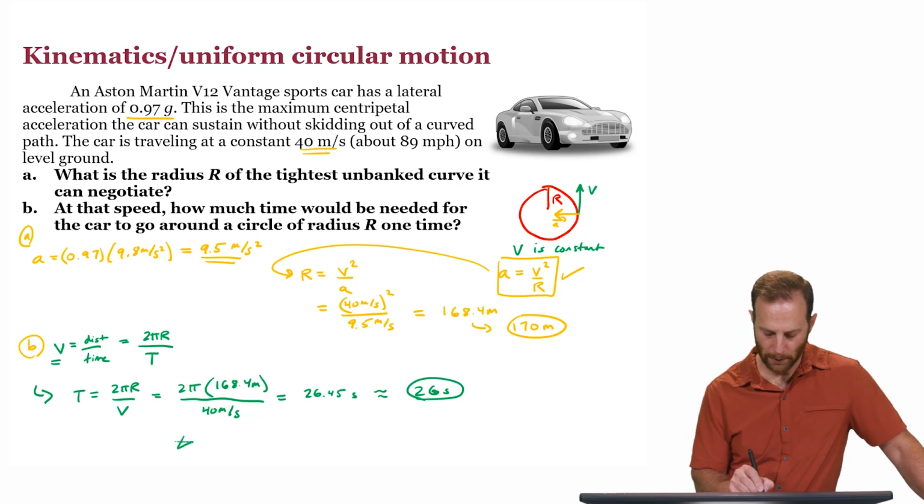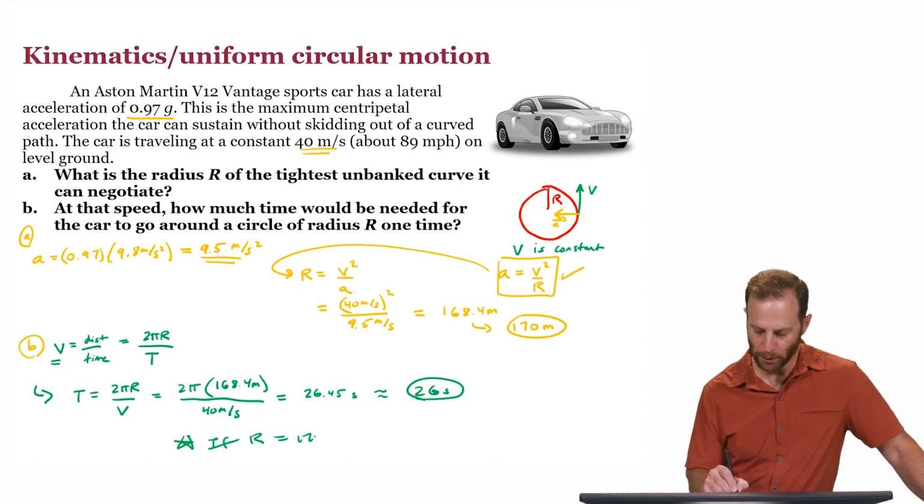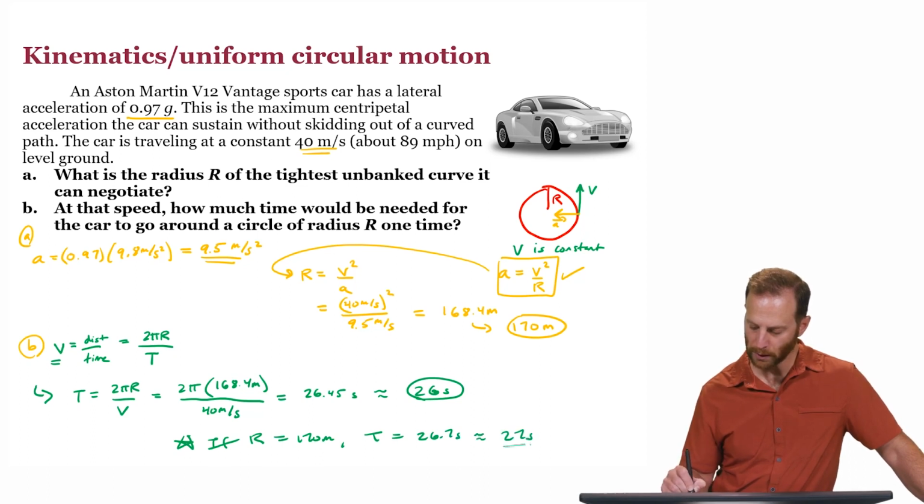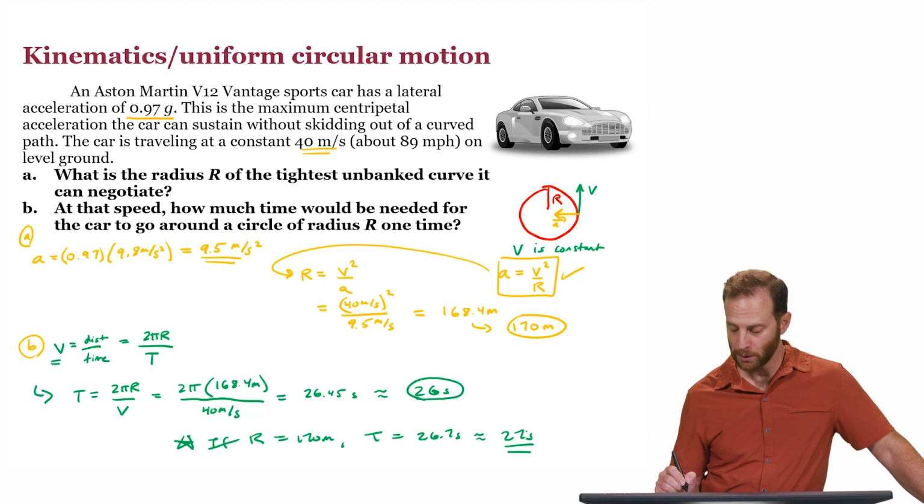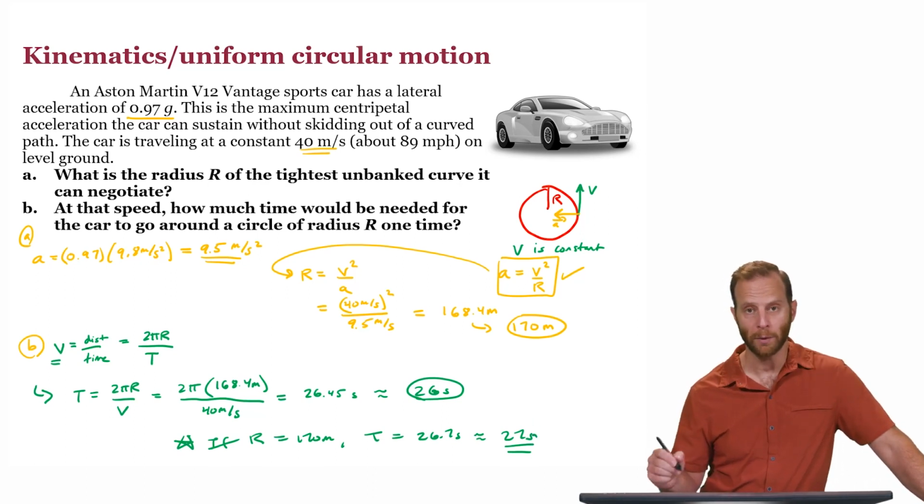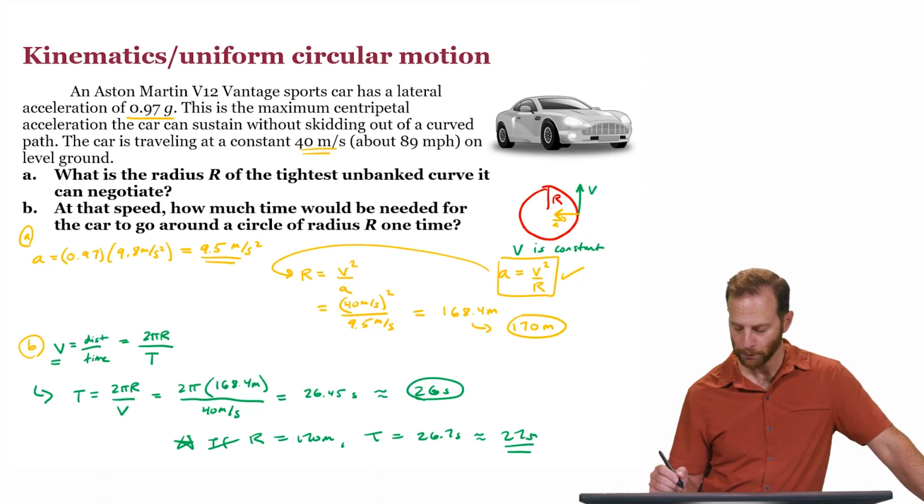Importantly, if you used r equal to 170 meters, then the period you would get would turn out to be 26.7, which would round to 27 seconds. And this is a less reliable number. It's very important to use the unrounded numbers when you do your calculation so that you get a reliable number in the end.